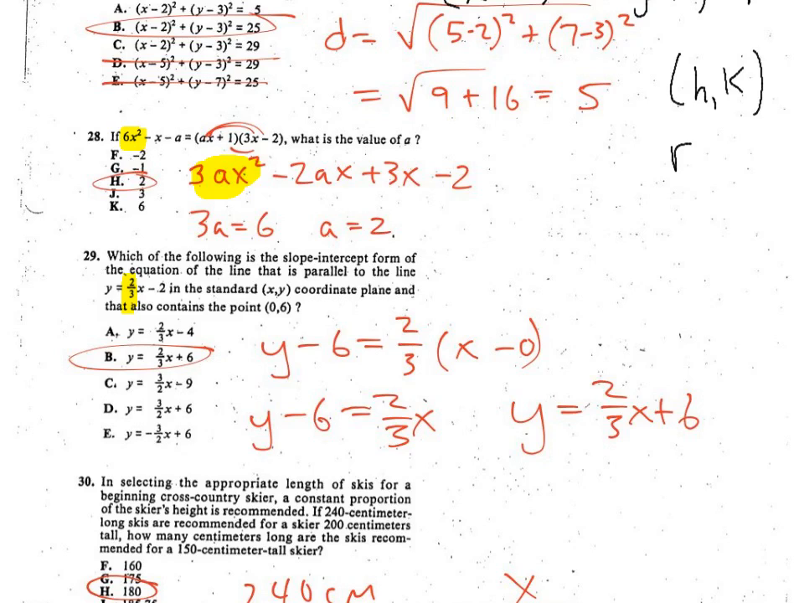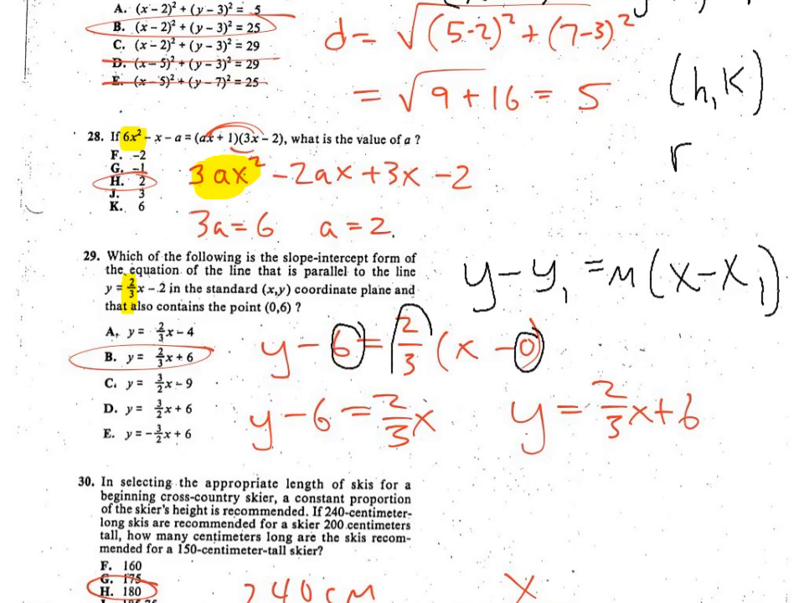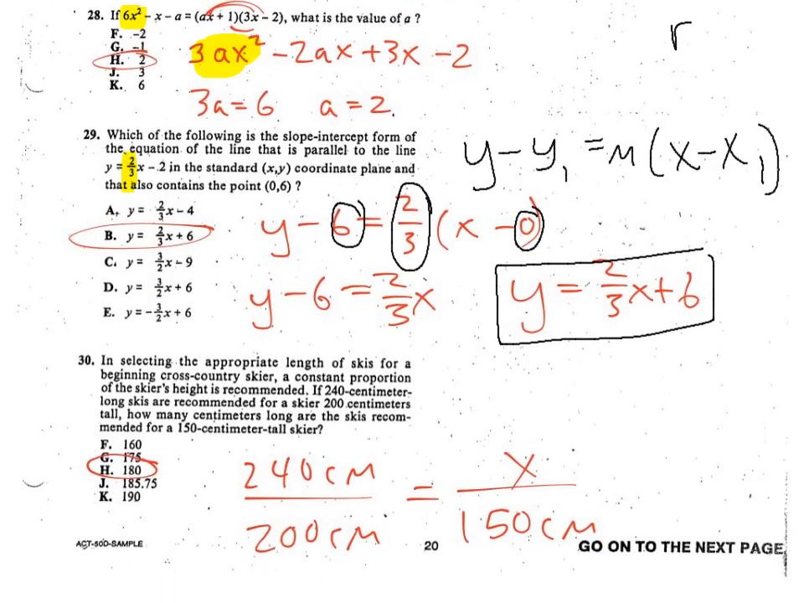If you know point-slope form, it's y minus the y value equals the slope times x minus the x value. So by putting 6 in for y1, 0 in for x1, and 2/3 in for the slope, I then go ahead and distribute the 2/3 and add the 6 over, and that gets me my slope-intercept form, which is letter B.